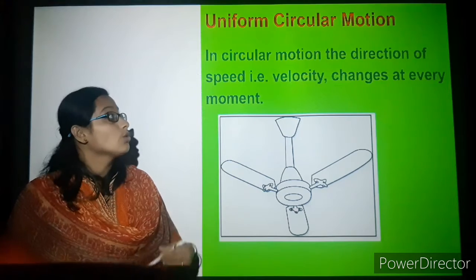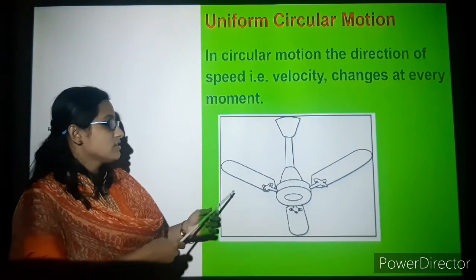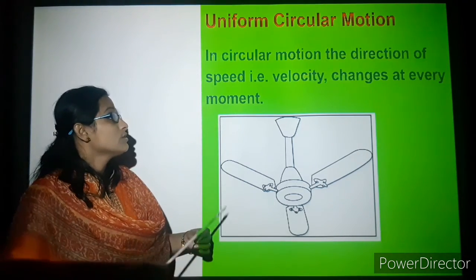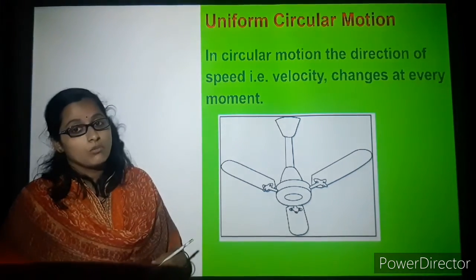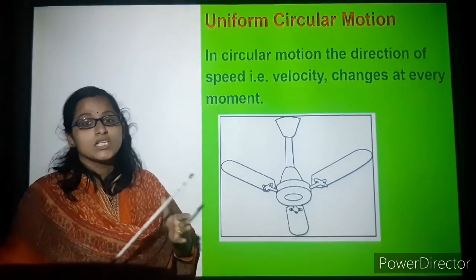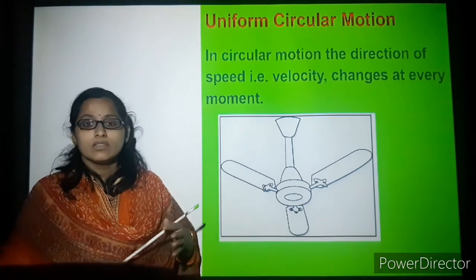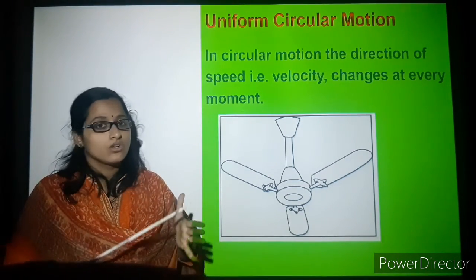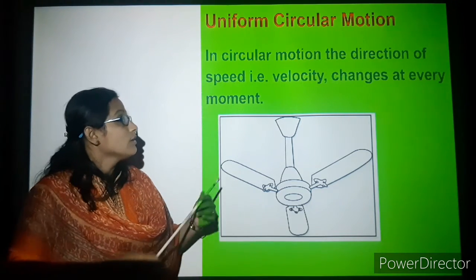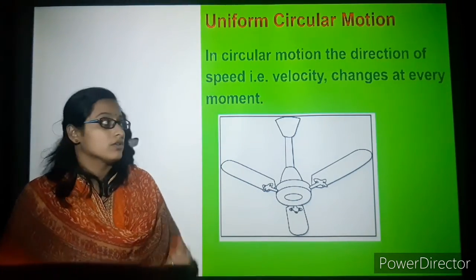Next, going on to uniform circular motion. You can see here the fan, which has a uniform circular motion. So what is uniform circular motion? The direction of the velocity changes at every moment. You might have seen that you can increase or decrease the speed with the regulator of the fan, and it is still a uniform circular motion.